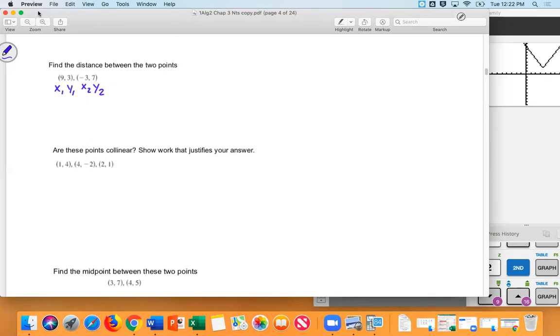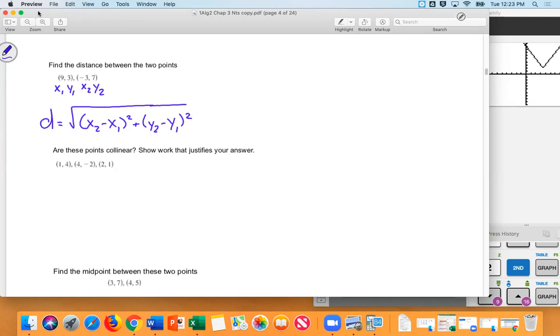Jake told us that. That was d equals the square root of x2 minus x1 squared plus y2 minus y1 squared. It's a formula. It's a big, long one. Okay, I'm going to show you how to use it. And then I'll show you if you can just apply the knowledge you already have, and there's no need to memorize this. Okay?